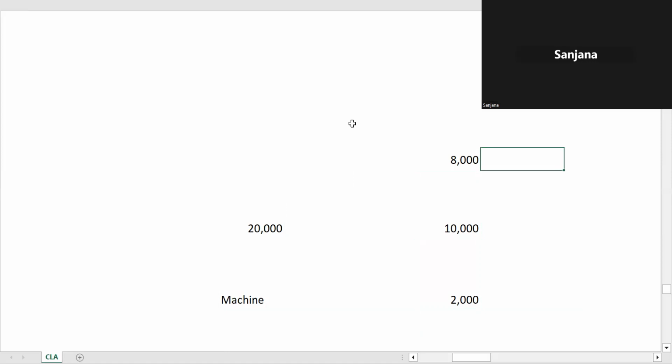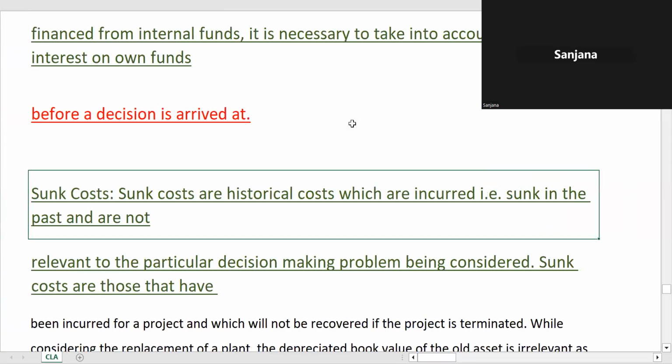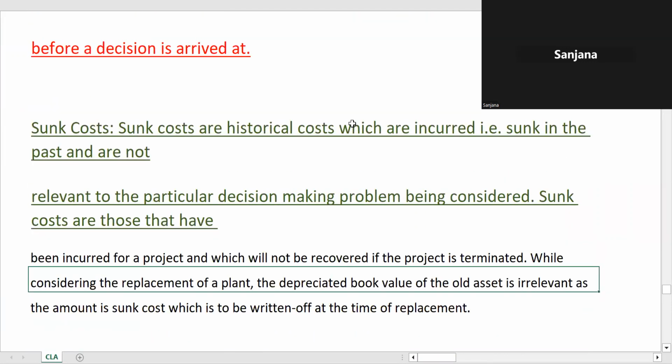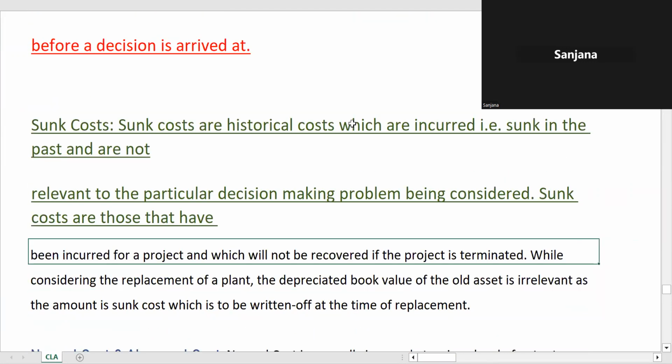So what I will consider is this benefit which I am getting right now. I'll be considering this for the decision, for all the future. If the old machine is running for 5 years, then for all 5 years I'll be getting this benefit of 8,000. Which is why what I have already incurred has become immaterial now. So this is called sunk cost, which you have already incurred. Because you have already incurred it, it is now immaterial for your decision.